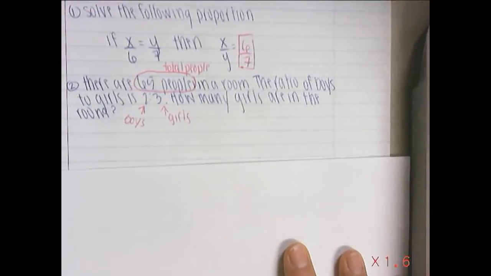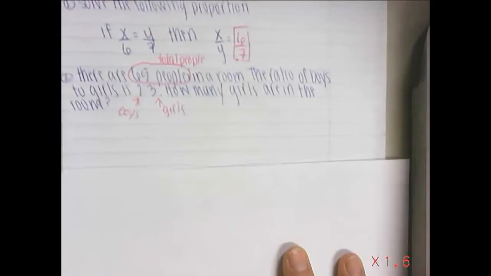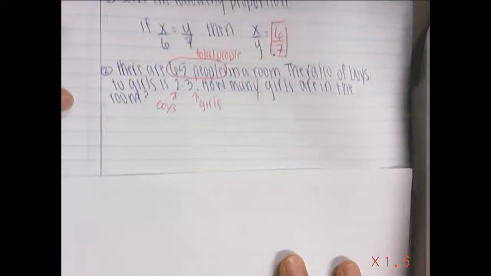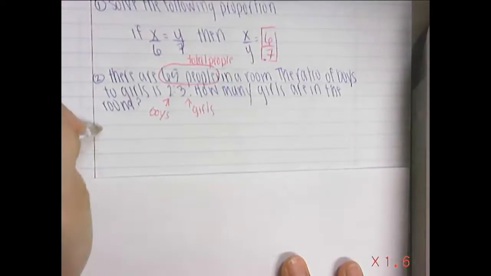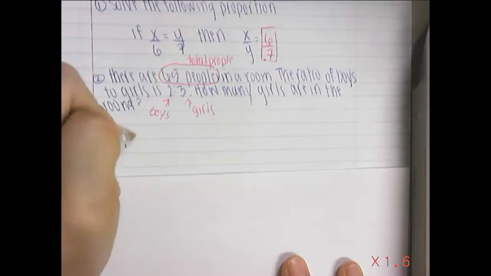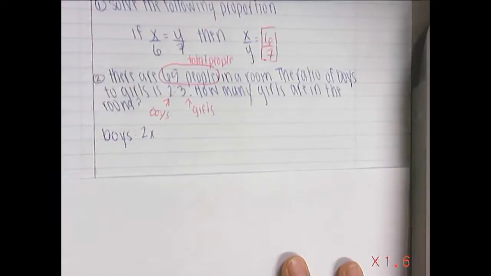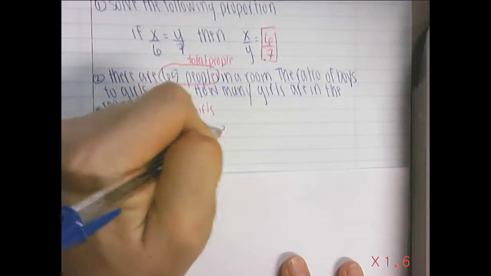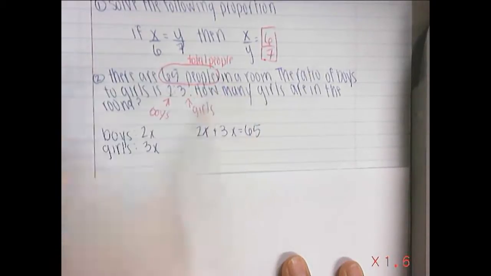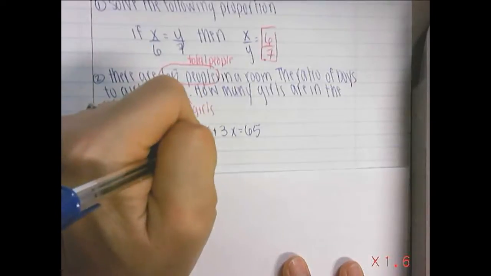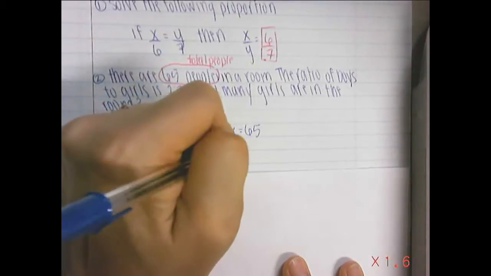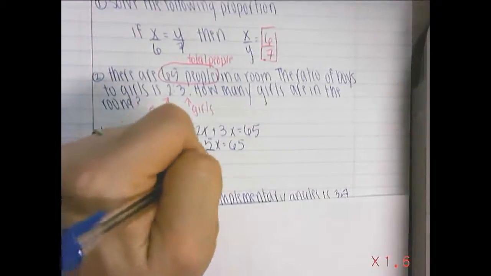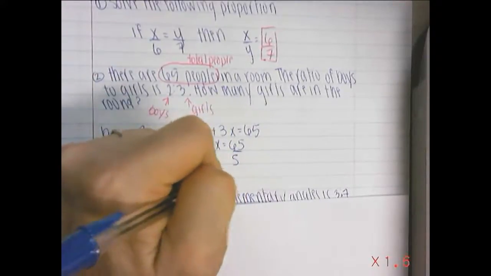So how I'd want to write that is I'd want to identify my variables first. I would say that boys are 2x, right? Because they're 2 to 3. And girls are 3x. And then I would go ahead and write an equation. I would do 2x plus 3x equals 65. I would combine like terms. 5x equals 65. I would divide by 5 and divide by 5 and get x equals 13.